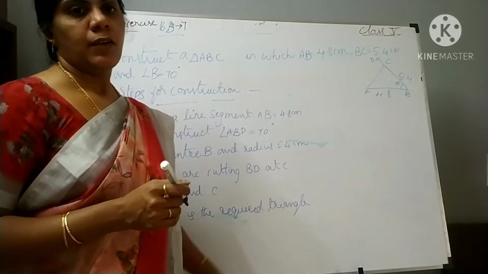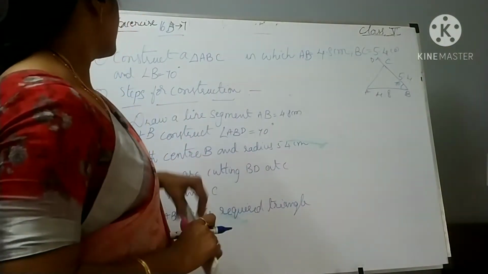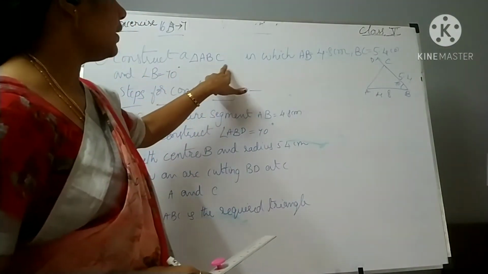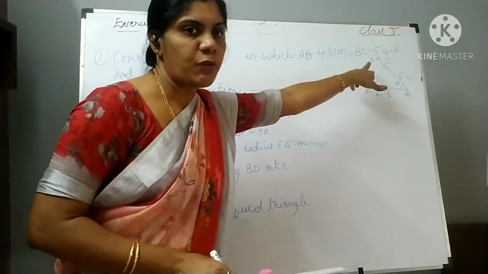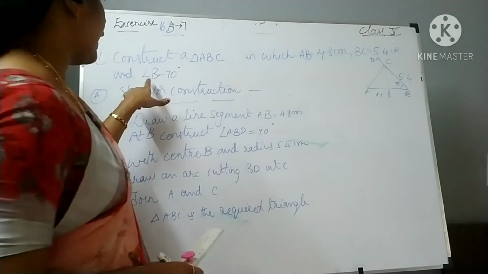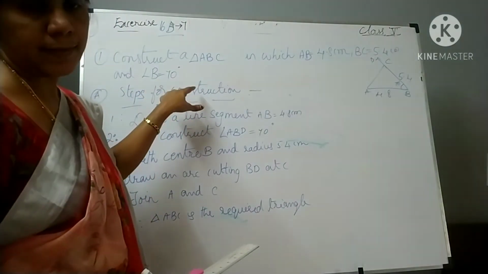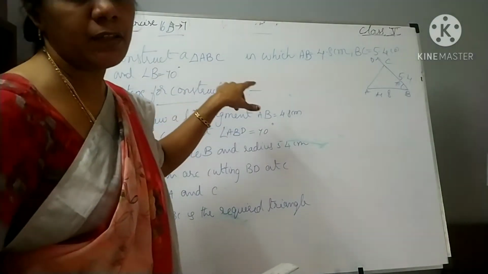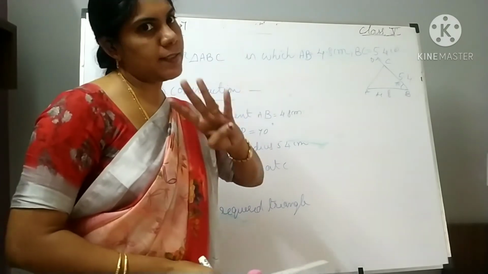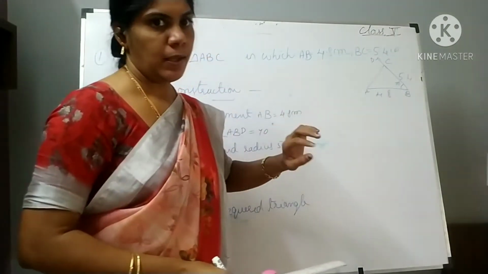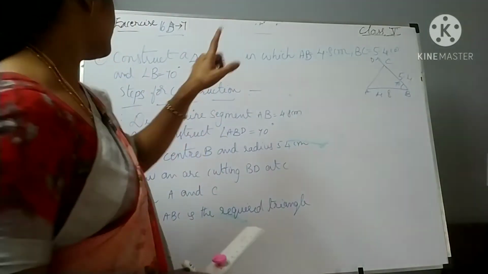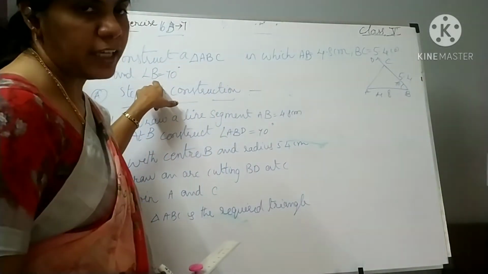Now see, this is another problem. Construct a triangle ABC in which AB equals 4.8 centimeters, BC equals 5.4 centimeters and angle B equals 70 degrees. In the previous problem, they gave three measurements, the lengths of the three sides. In this problem, they have given only two sides and another one, angle B.